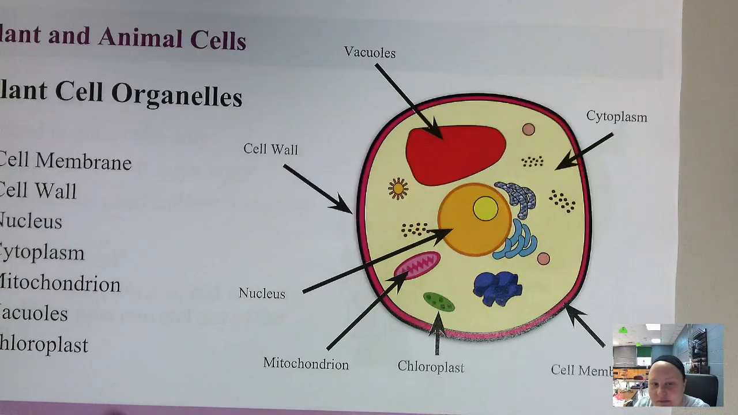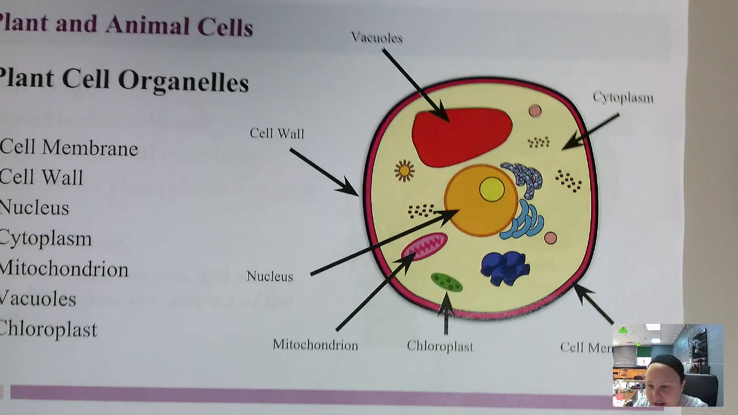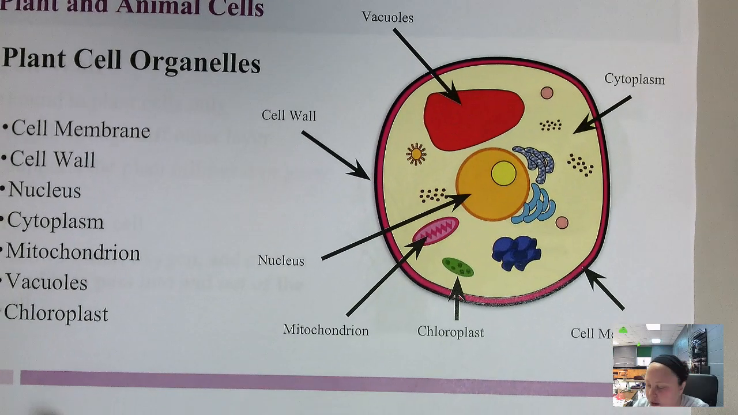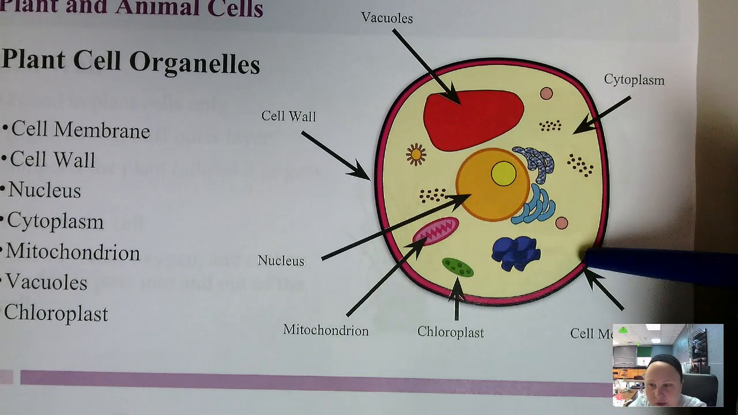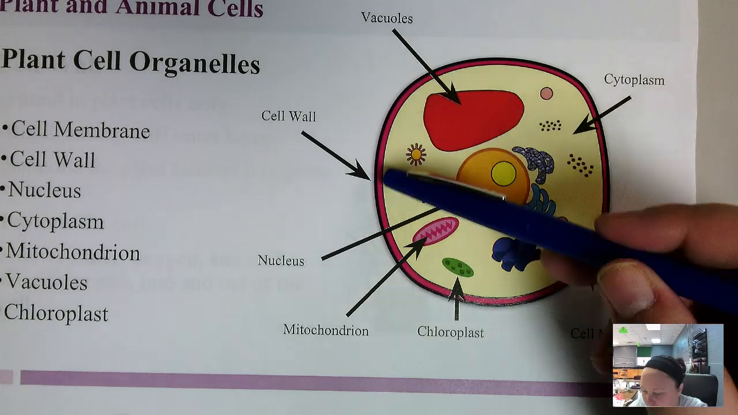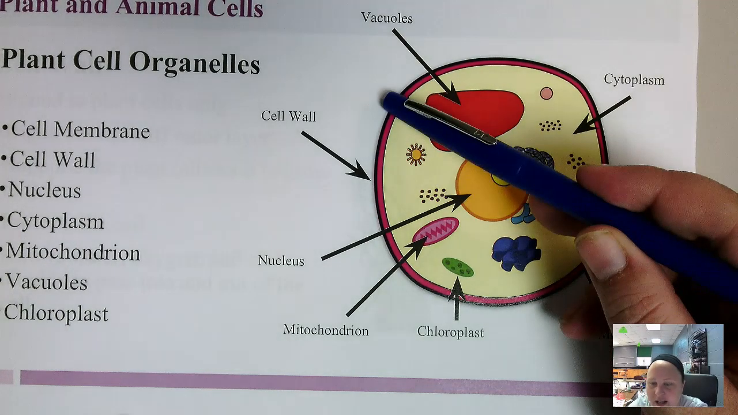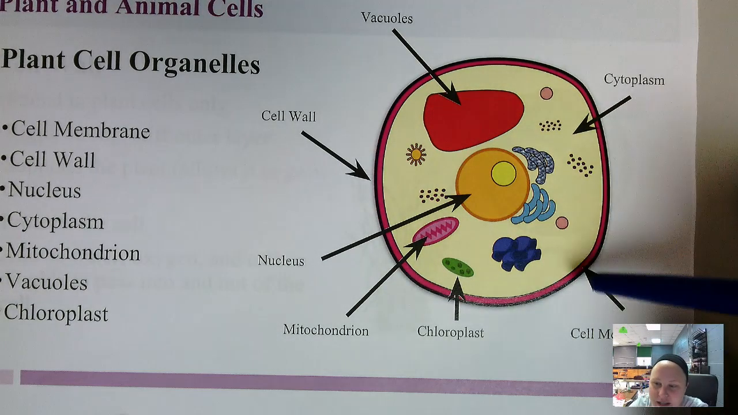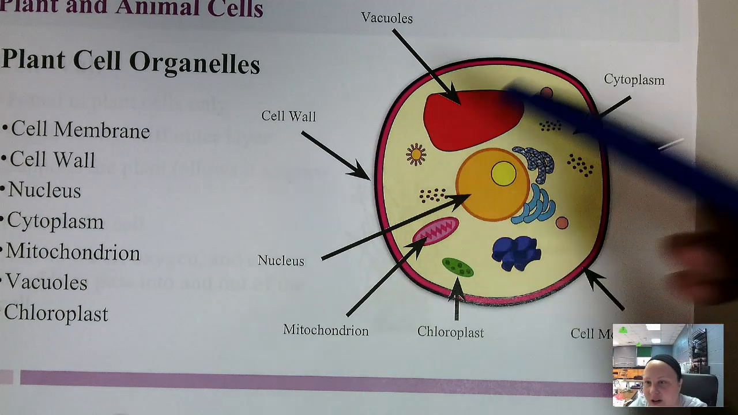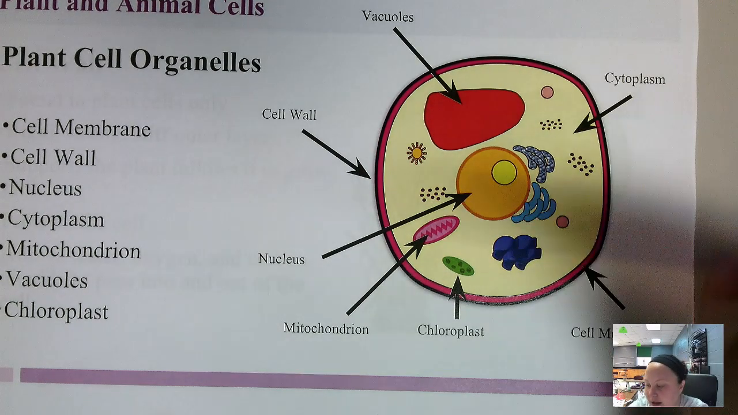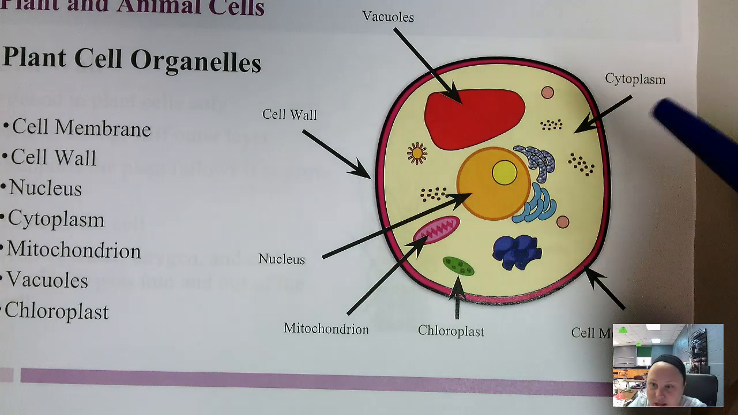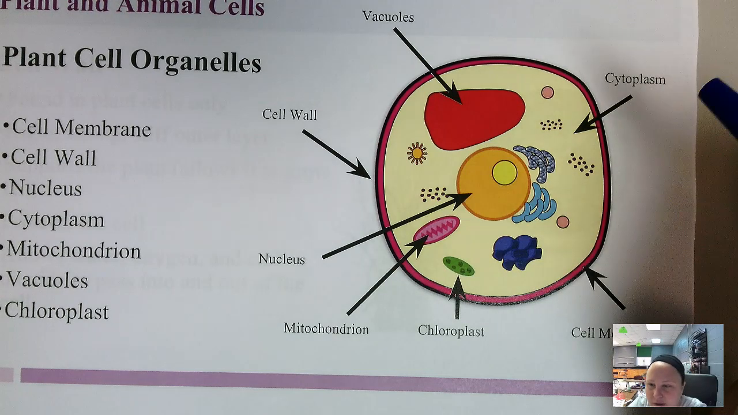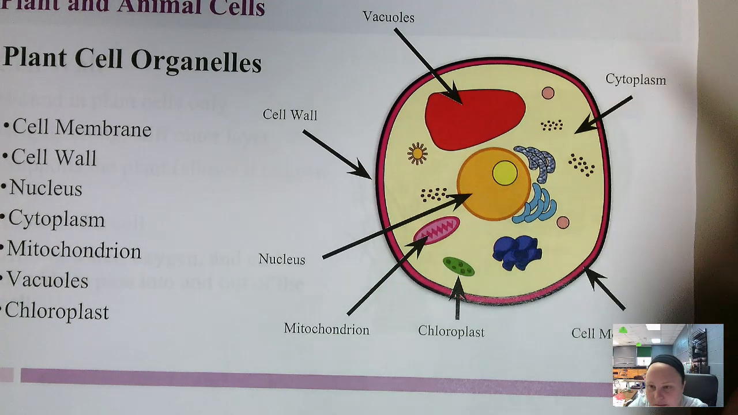Plant cell organelles, you will see a few that are the same. They have a cell membrane as well, but they have a cell membrane inside of the cell wall. The cell wall is the outer edge. The cell membrane is the pinkish red color, the inner edge. And then they have a large vacuole, whereas the animal cell had a smaller one, and we'll talk about why. They have cytoplasm, which is a gel-like substance that holds the organelles.